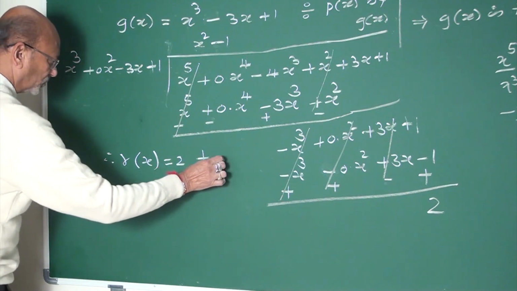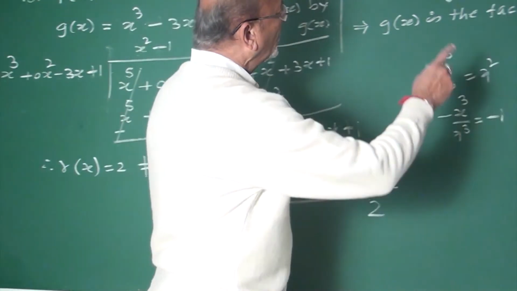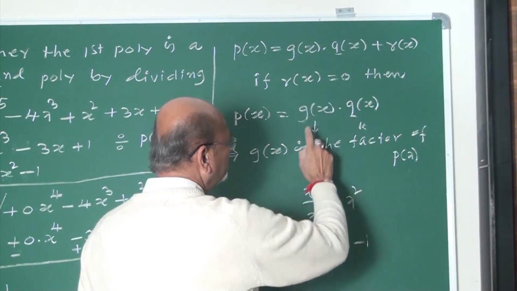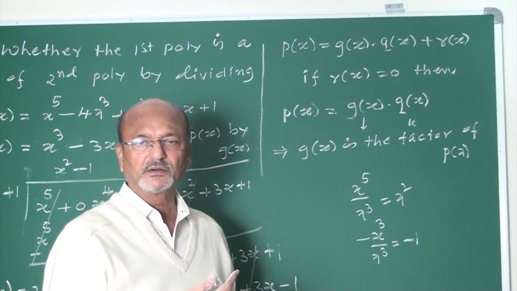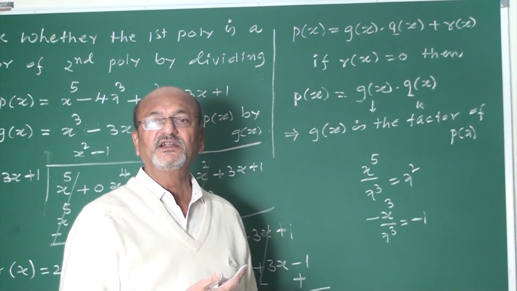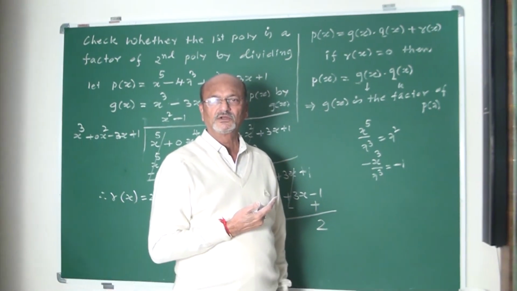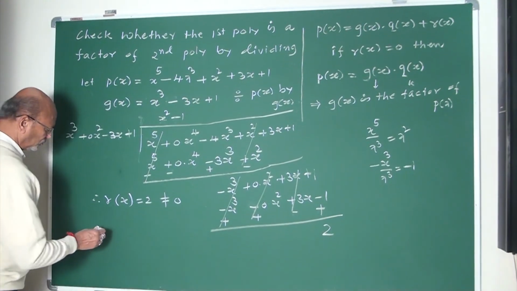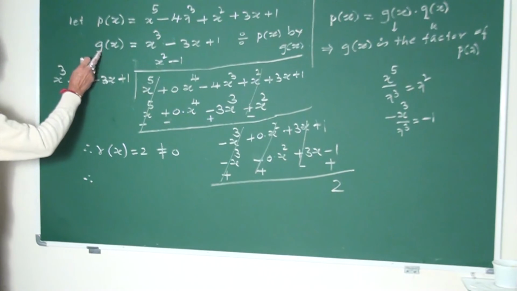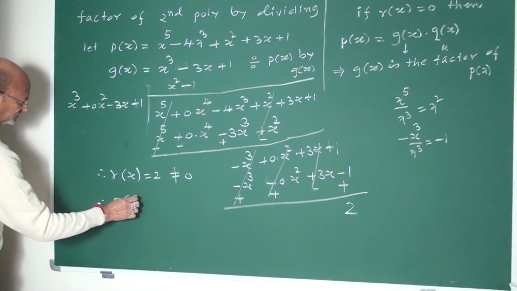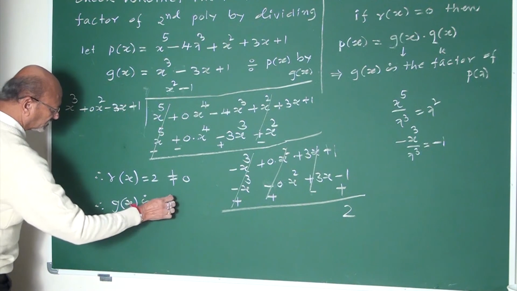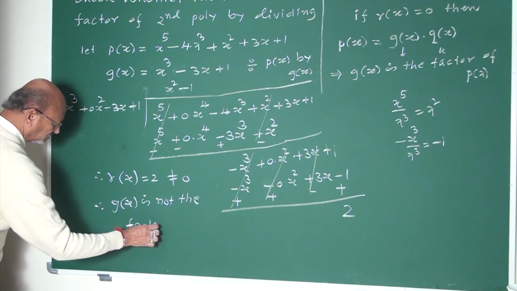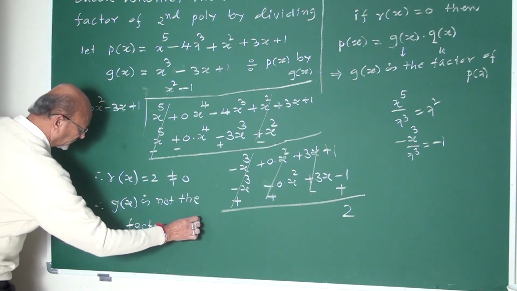It is not equal to 0. If Rx is 0, my friends, then only Gx is a factor. If Rx is not equal to 0, Gx is not a factor. If the remainder is not equal to 0, then that divisor Gx is not a factor of the dividend Px. Then what I'm going to write here: therefore Gx is not a factor of the dividend, which is this.